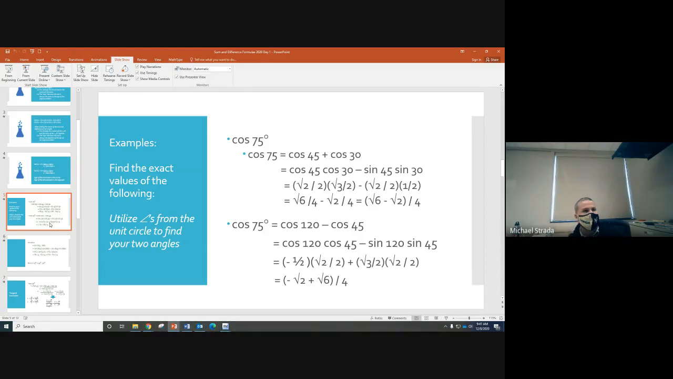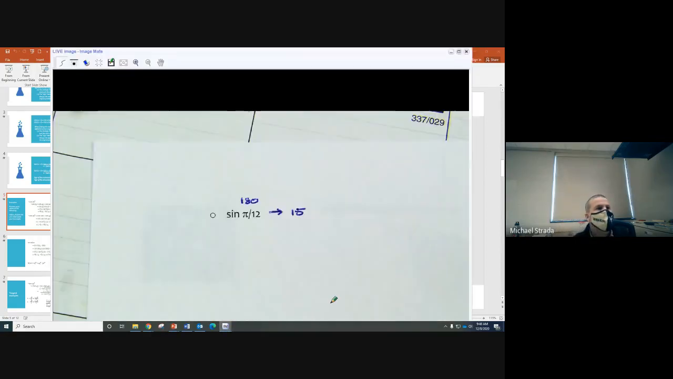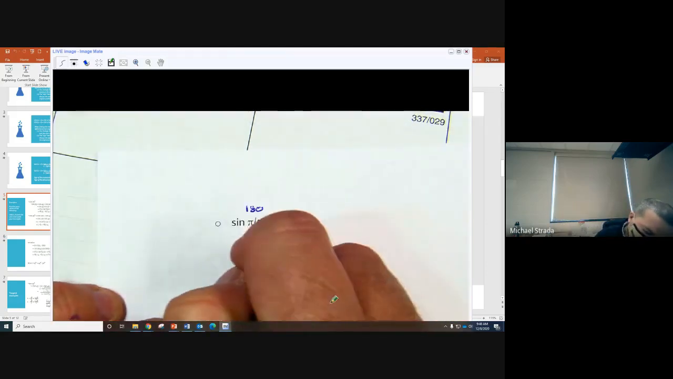Now, on the back, sine of pi over 12. If they give it to you in terms of radians, I would suggest that you turn it into degrees. Remember, pi from earlier in the year is considered 180 degrees. 180 divided by 12 is 15. All right. Then again, you look at your formulas and you go, okay, 15 would be sine of 45 minus 30.